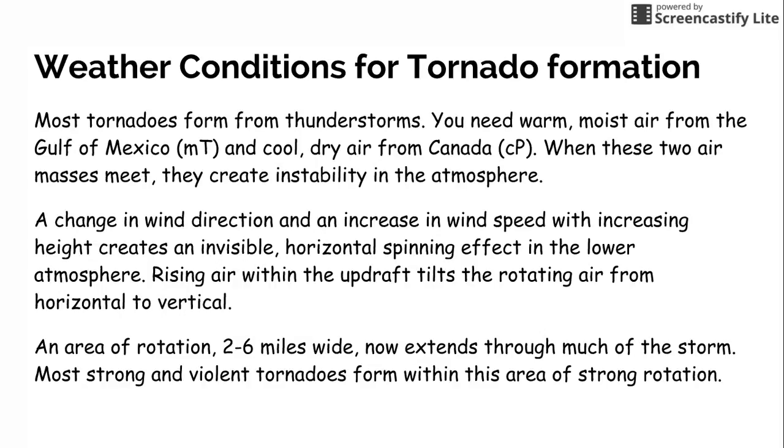The change in the wind direction and an increase in wind speed with increasing height creates an invisible horizontal spinning effect in the lower atmosphere. Rising air within the updraft tilts the rotating air from the horizontal to the vertical. You're going to watch a video on this later. An area of rotation, 2 to 6 miles wide, now extends through much of the storm. Most strong and violent tornadoes form within this area of strong rotation.